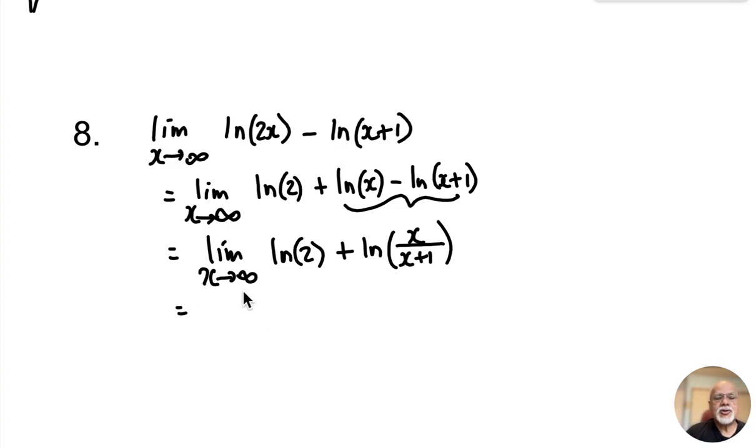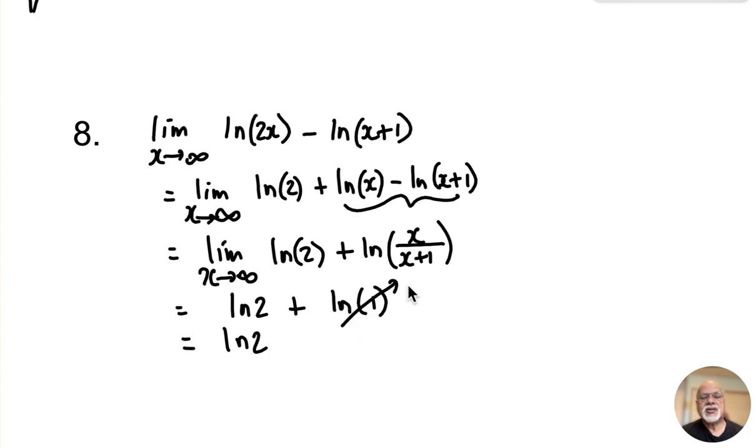Now, as x goes to infinity, since the ln of 2 doesn't have any variables in it, that's just ln 2, plus the ln of x over x plus 1. As x goes to infinity, this plus 1 is not going to matter, and so this is just going to behave like x over x, which is 1, so that's just the ln of 1, but that's just equal to 0. So the limit is equal to the ln of 2. What is the ln of 2? It's roughly 0.693.